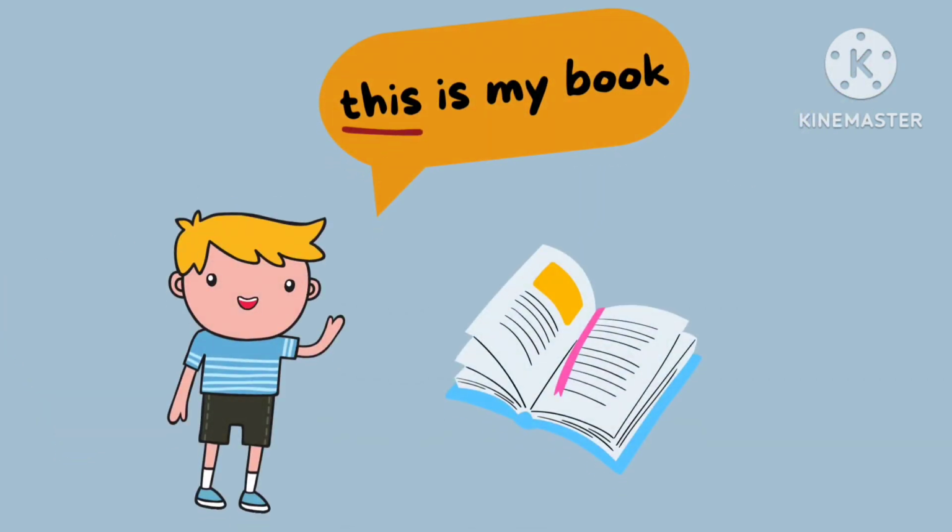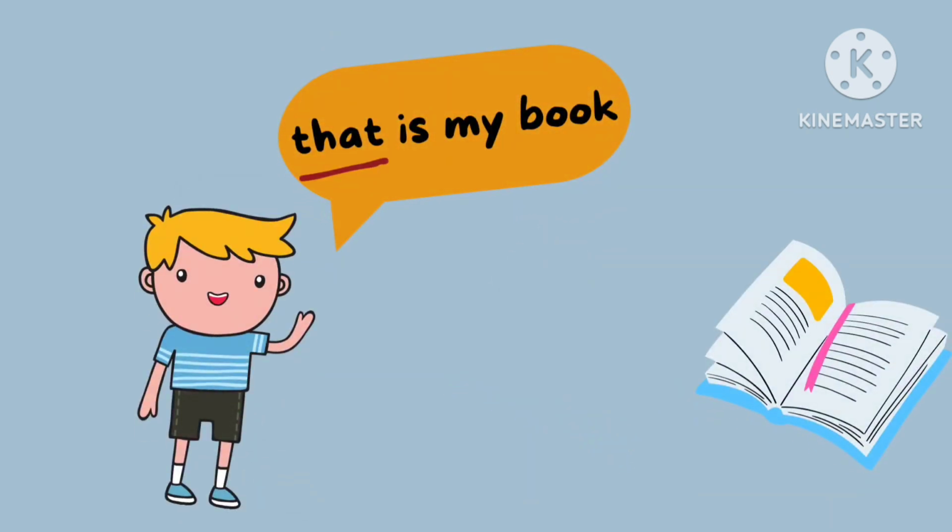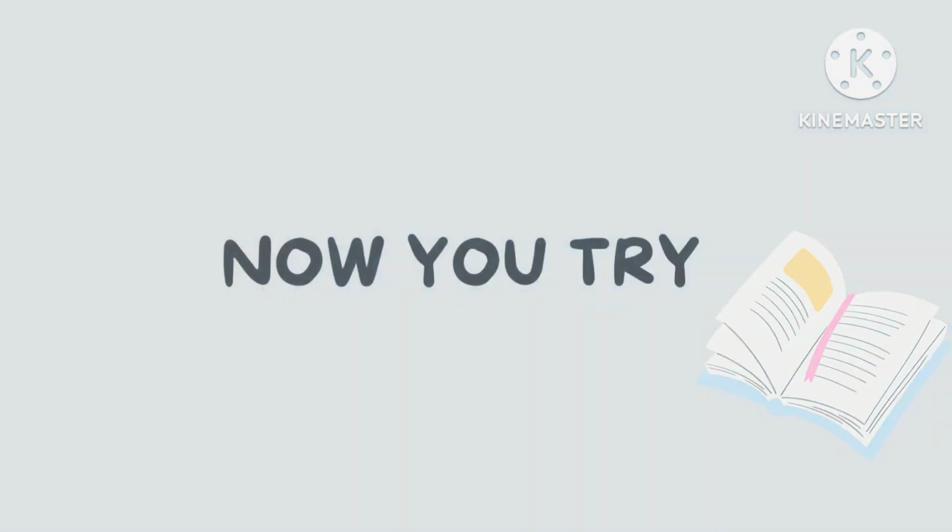See here, this boy is showing the book and saying, this is my book. Why is he saying this here? Because the book is very near to him. So, he is using this. Now see, the same book is far away from him. So, he is using that here. So, we have to say, that is my book.